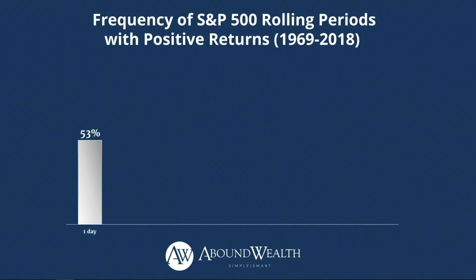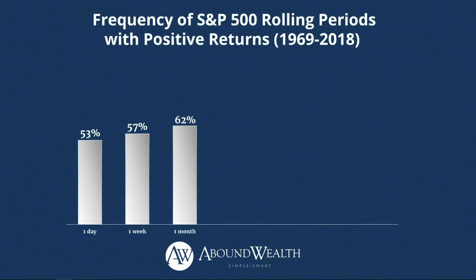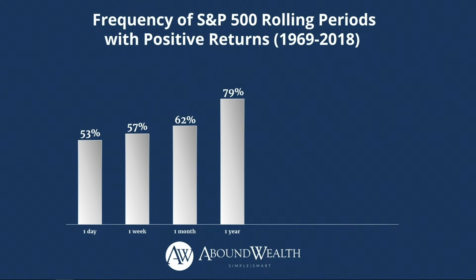So on a 1-day basis, day by day, about 53% of the time the market is positive. If we stretch that out to 1 week, about 57% of the time on a weekly basis the S&P 500 would be positive. If we go out to 1 month, now we are at 62% of months from 1969 through 2018 that were positive. 1 year, this ties in all the time, Brian. You always say about 8 out of 10 years the market is up. This shows it for a fact: 80% of the time the market is up.